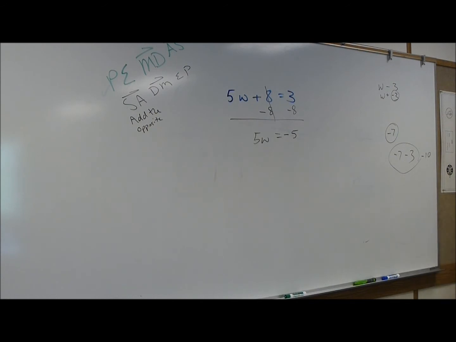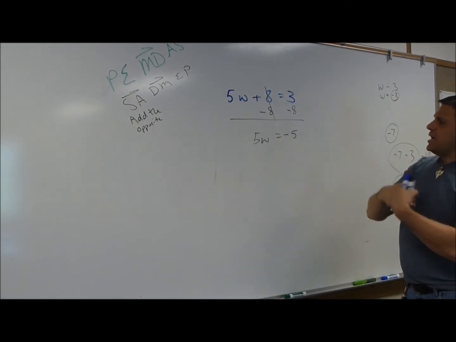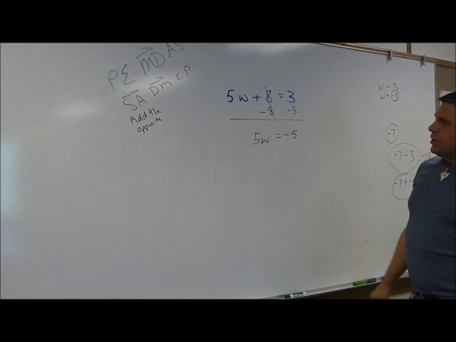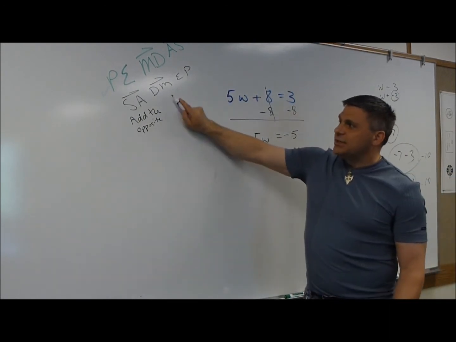Right? But when I say I have a negative 7, and I'm going to add a negative 3, when you look at that, more people think this is negative 10. So that's why I'm sticking to my guns on always adding the opposite. Okay? So here we are. We've got 5w equals negative 5. And so we did the opposite. And now we move to the next spot.